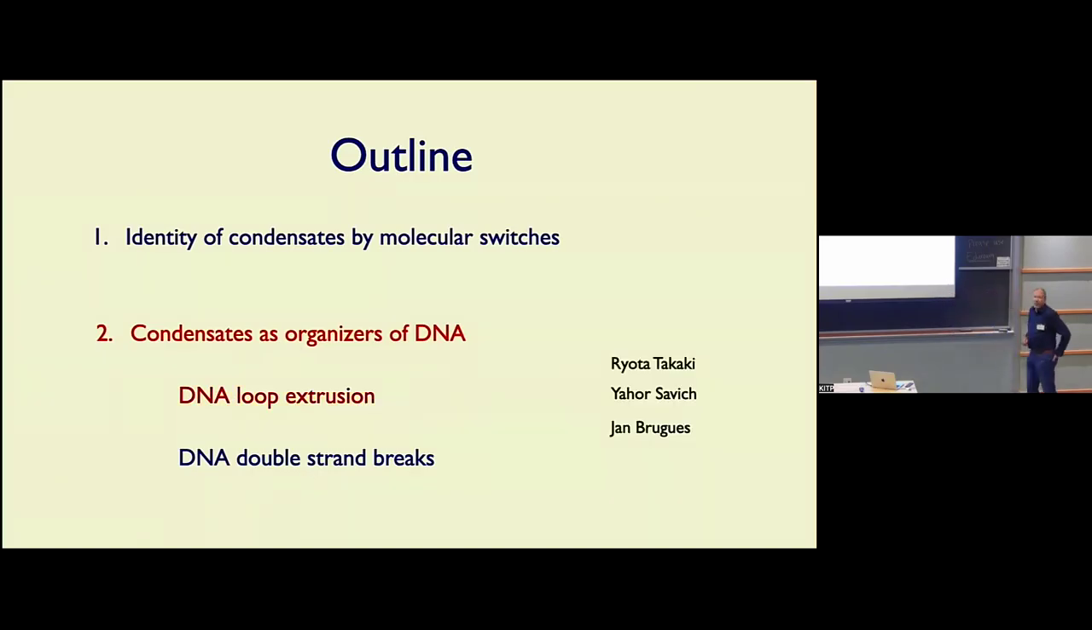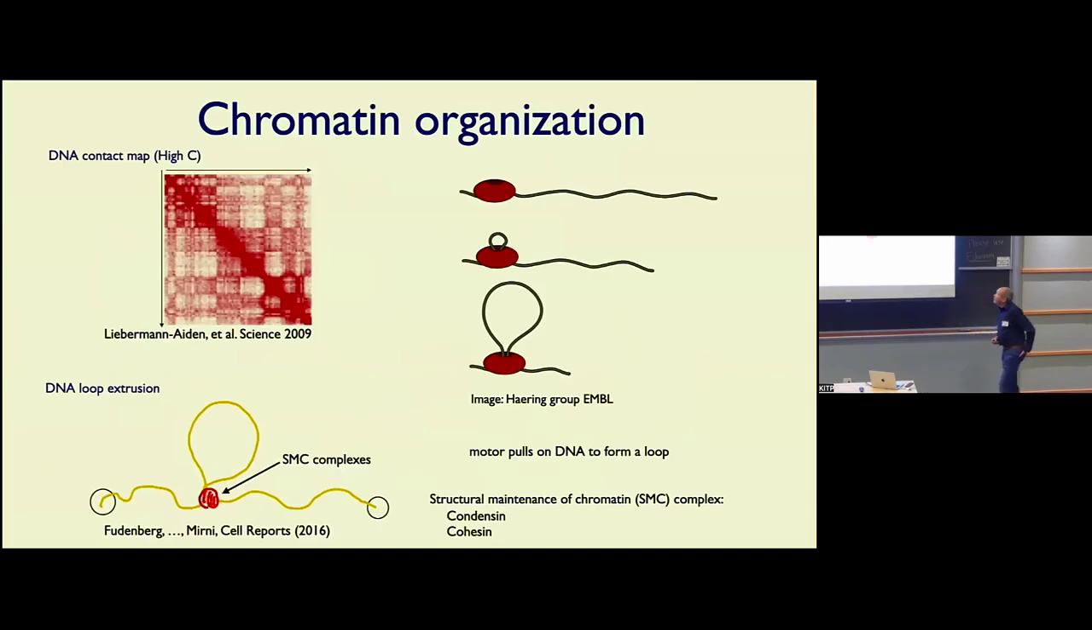Now let's first come to loop extrusion. This is work done with John Bruegges and with Ryota Takaki. So loop extrusion is a process where a motor interacts with a DNA molecule and pulls on the DNA to form a loop, which is illustrated here.